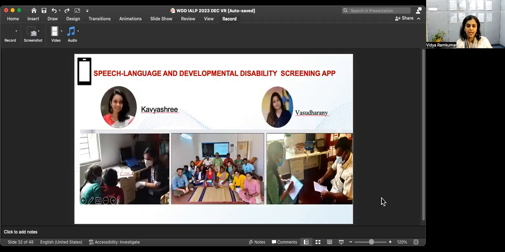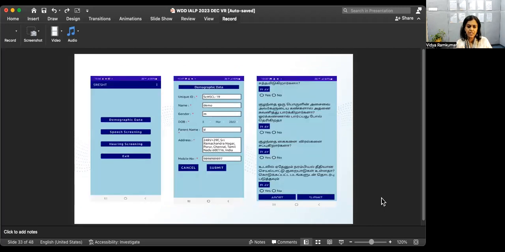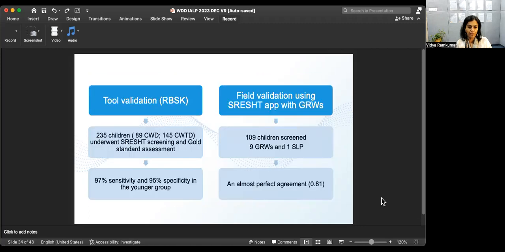So very quickly, we developed a screening app for speech, language, and developmental disability with the help of some of our postgraduate students. We validated these tools. It's currently available in Tamil and English, but as we are getting requests from other states, we are able to quickly develop it in other languages and provide it.